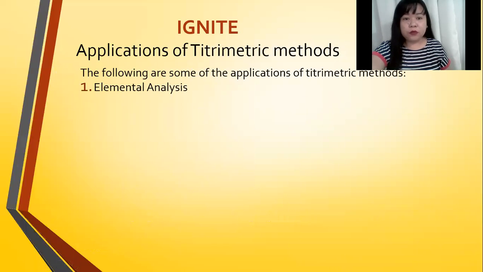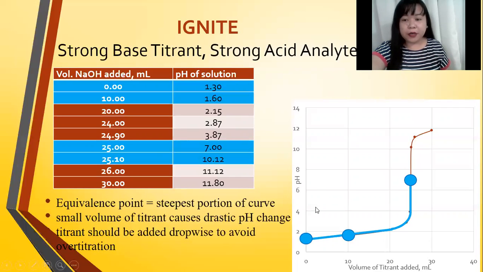Okay, so before I proceed to the applications of titrametric methods, there's just one point I would like to make. Normally, titrations are done because we would like to know the concentration of the analyte. Notice, however, in this case that we already know the concentration of the hydrochloric acid analyte. So what's the point of calling it an analyte if we know already its concentration?